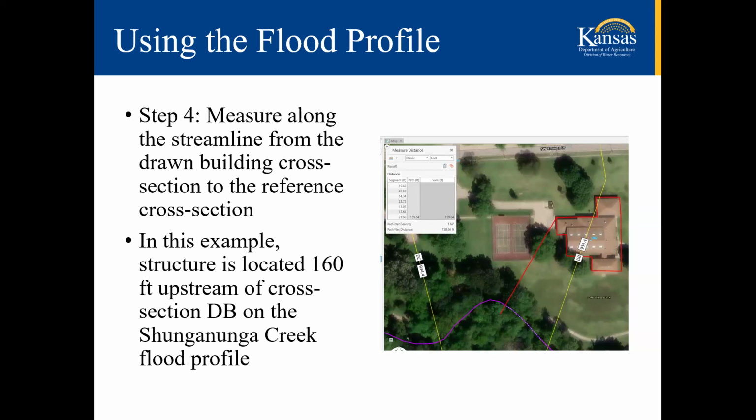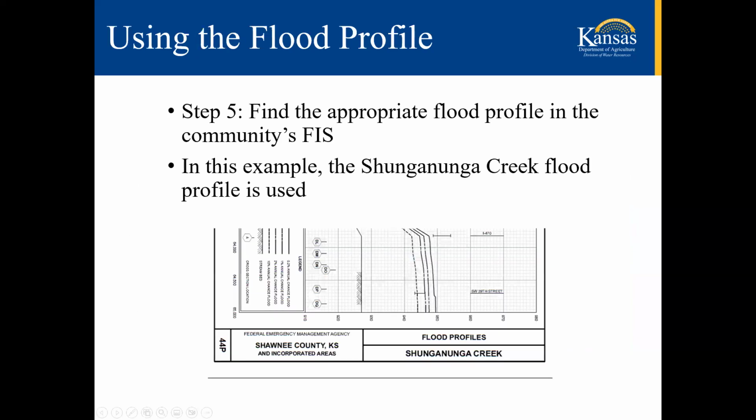So this is ArcGIS Pro. It has a measuring tool. As I mentioned, our state viewer also has a measuring tool. And so you take that distance, which in this case is 160 feet upstream of cross-section DB on that flood profile. Then you go find the Chunkanunga Creek flood profile in the FIS.